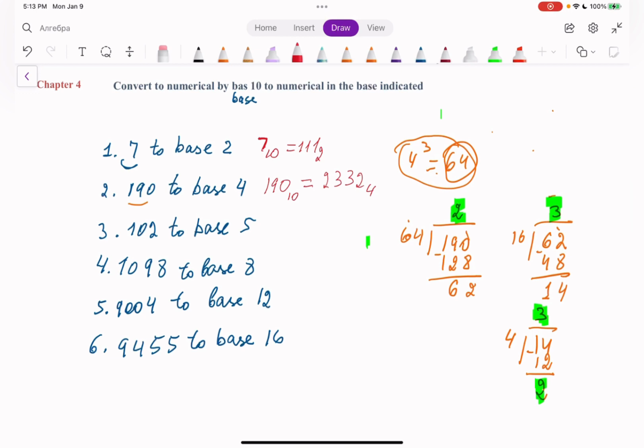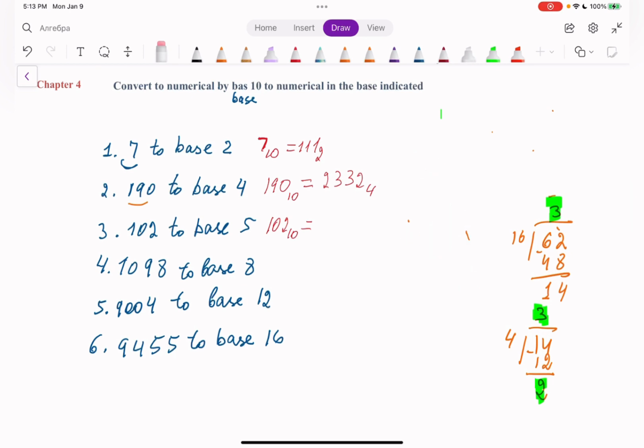Moving next, base 5. Okay? We need to find out 102 in base 10 is equal to what number in base 5? Let's clean this. So let's start. 102.